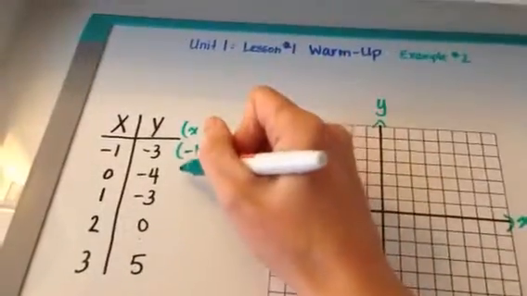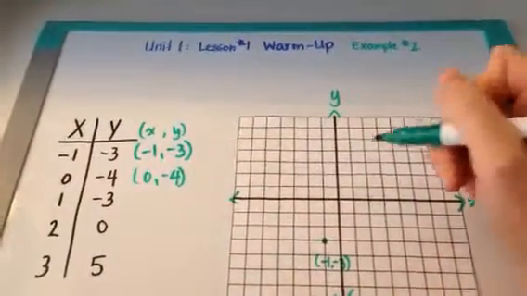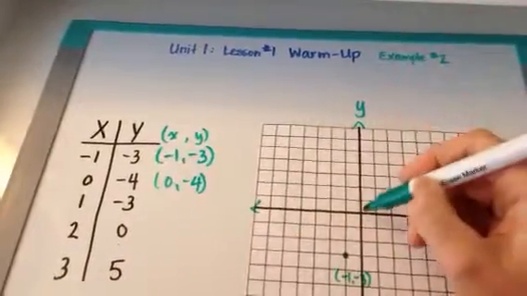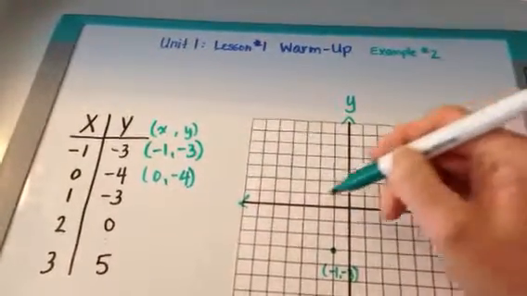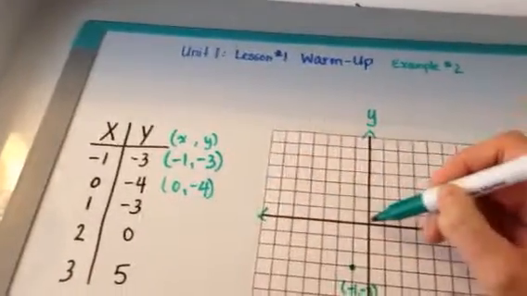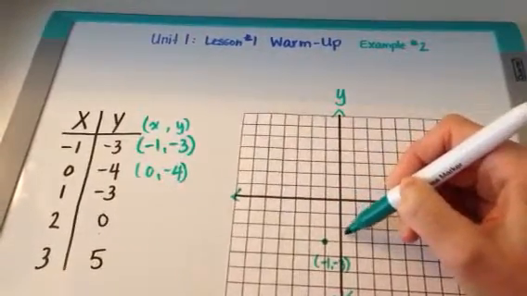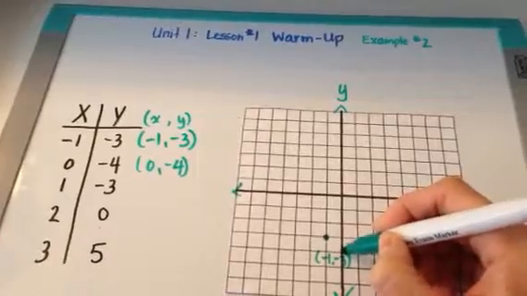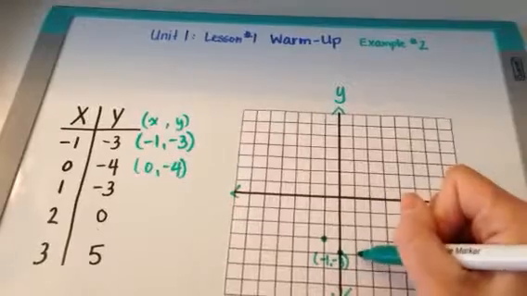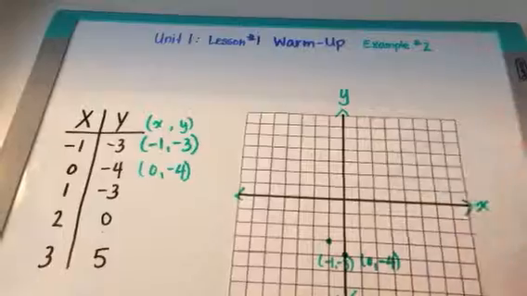Okay, our next point, 0, -4. We start at 0, 0, but for our x value, it is 0. So we actually do not move left or right on our x-axis. So we move over to our y value, which is -4. So we move down 4 units. 1, 2, 3, 4. Oops, my pointer is running in there. 0, -4 is this point.